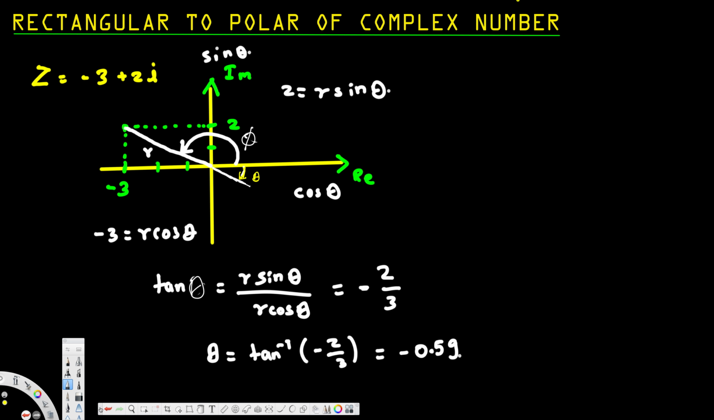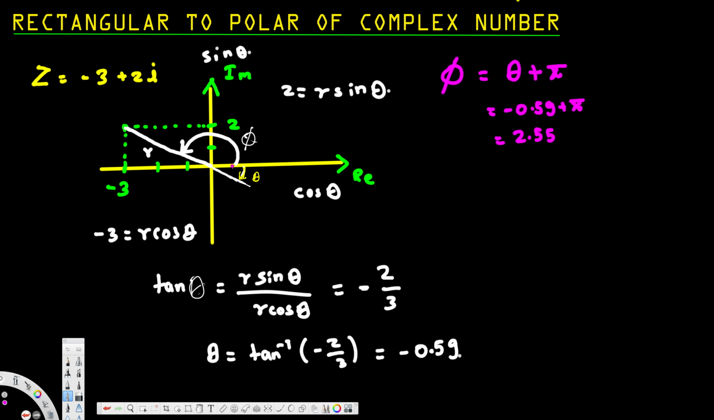So we can calculate phi by simply adding theta plus 180 degrees. Since this is in radians, we have to add 180 degrees in radians, which is pi. So this is going to be theta plus pi. This theta we already know, that is -0.59, and pi is 3.14 something. If you plug in these values, you will get 2.55. So this is going to be our phi value.